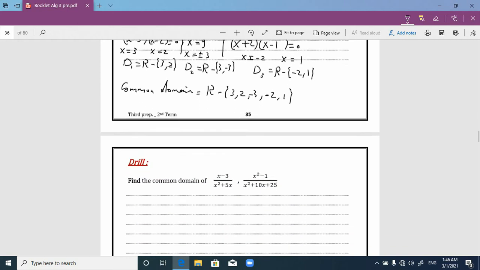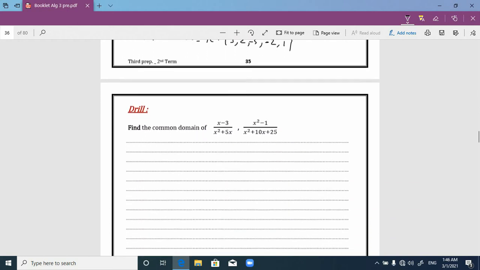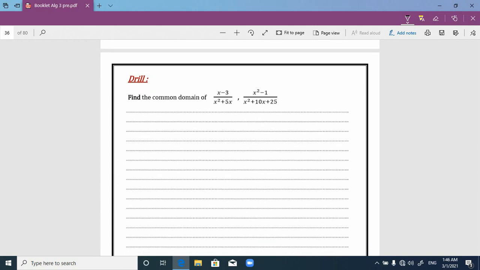The last drill about this lesson is to find the common domain of these two fractions. The first fraction, taking the denominator x power 2 plus 5x equals 0. Taking x as a common factor, it will be x times x plus 5 equals 0. So x equals 0 or x equals negative 5. So the first domain equals R minus {0, negative 5}.